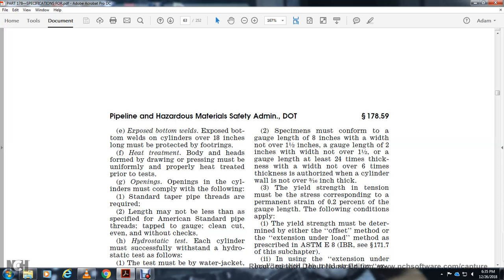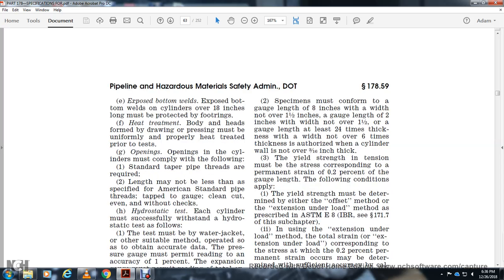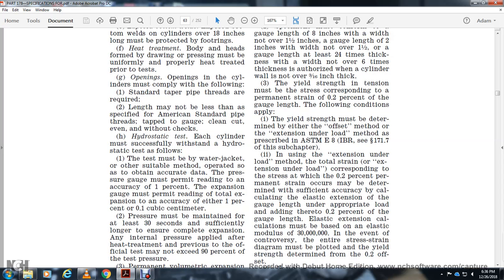Yield strength is the stress corresponding to the permanent strain of 0.2% of the gauge length. The following conditions apply: the yield strength must be determined by either the offset method or the extension under load method, as provided in ASTM E8. When using the extension under load method, the total strain corresponding to the stress of 0.2% offset is determined with surface accuracy, calculated from the elastic extension of the gauge length under the appropriate load, adding the 0.2% of the gauge length. All elastic extension calculations must be based on the elastic modulus of 30 million.